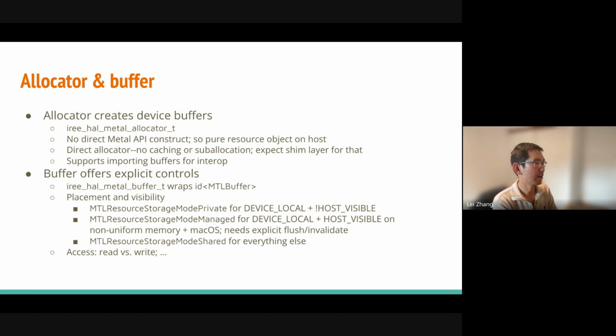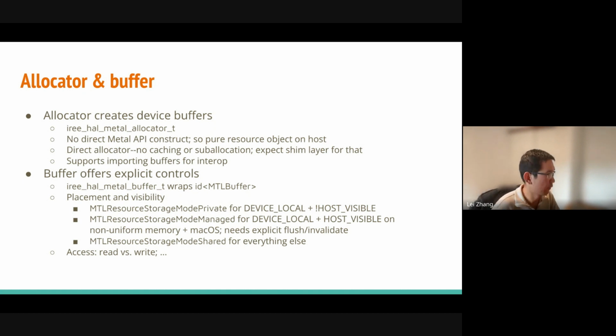And on macOS, especially for non-unified memory, we have managed resources, which are used for device local host visible. That requires explicit cache management. Pretty much anything else uses storage mode shared. There are also additional signals you can give to the driver, like whether you are reading or writing this buffer, and what type it is, a uniform buffer or a storage buffer, stuff like that.